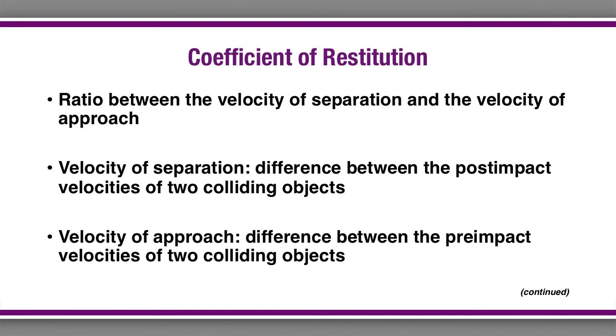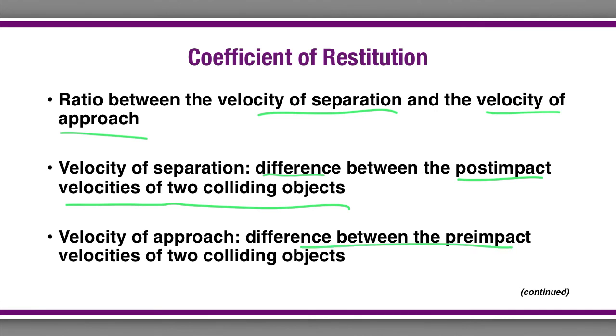Coefficient of restitution is defined as the ratio between the velocity of separation and velocity of approach of objects impacting one another. So we've talked about coefficient of restitution a little bit with friction, and in these next couple slides we will talk about how this is actually calculated. So velocity of separation is the difference between post-impact velocities of two colliding objects, and the velocity of approach is the difference between pre-impact velocities of two colliding objects.